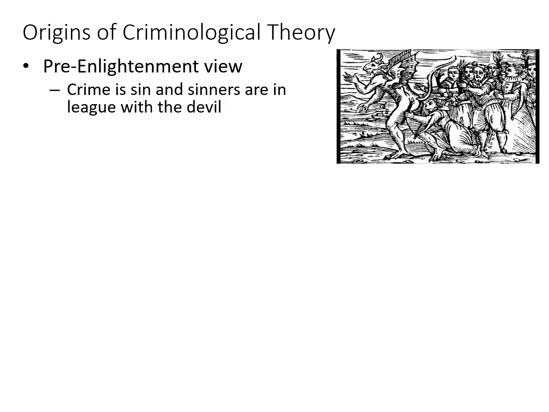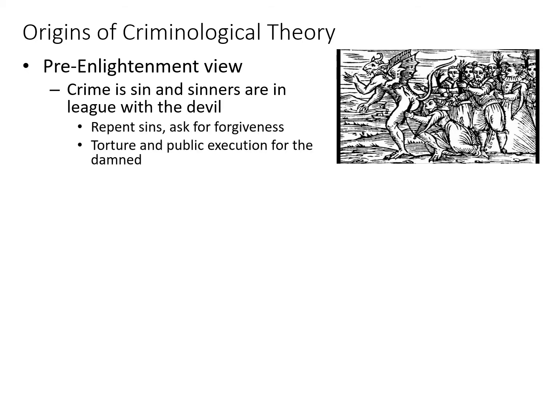Before we assumed that man was rational, in the pre-Enlightenment era, so we're talking before the 17th century, crime was pretty much synonymous with sin, and the broadly held notion that sinners are in league with the devil. So if someone did something that offended somebody's sensibility, like adultery or murder, that would be considered a sign that the person was a sinner and that they were perhaps in league with the devil.